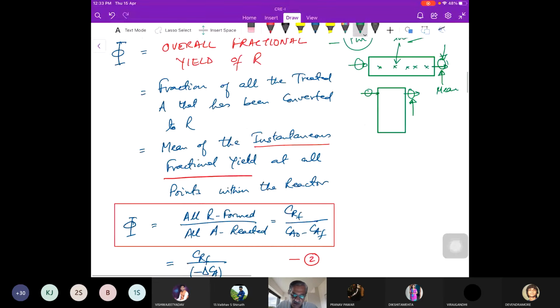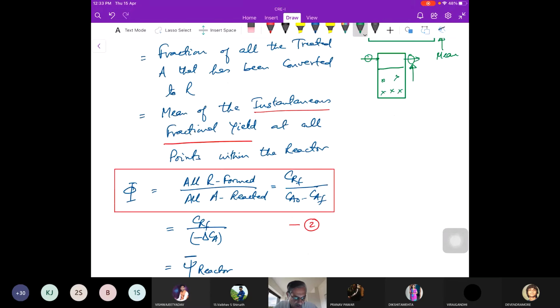Okay, is the difference between mean and instantaneous clear? If the concentration is not the same everywhere in a mixed flow reactor, it can differ. The assumption is that it is always the same, but it's not always the same. So instantaneous is any point in the reactor, whereas overall is at the exit of the reactor.